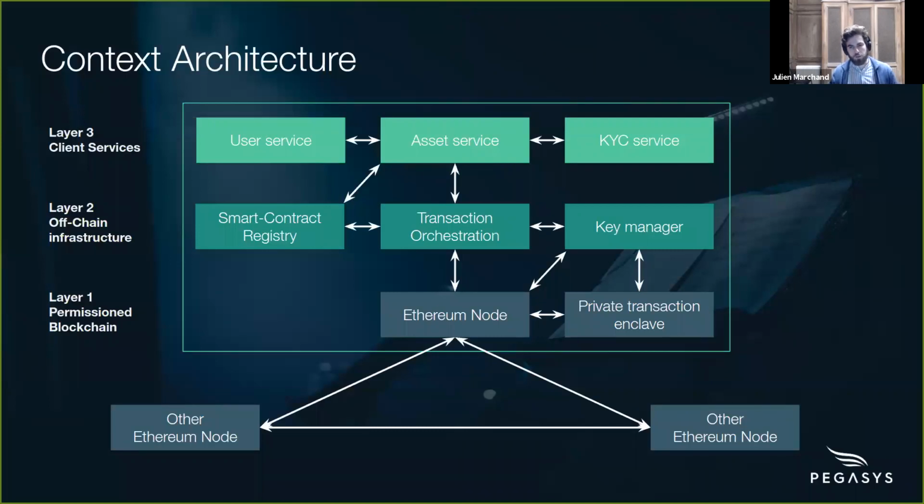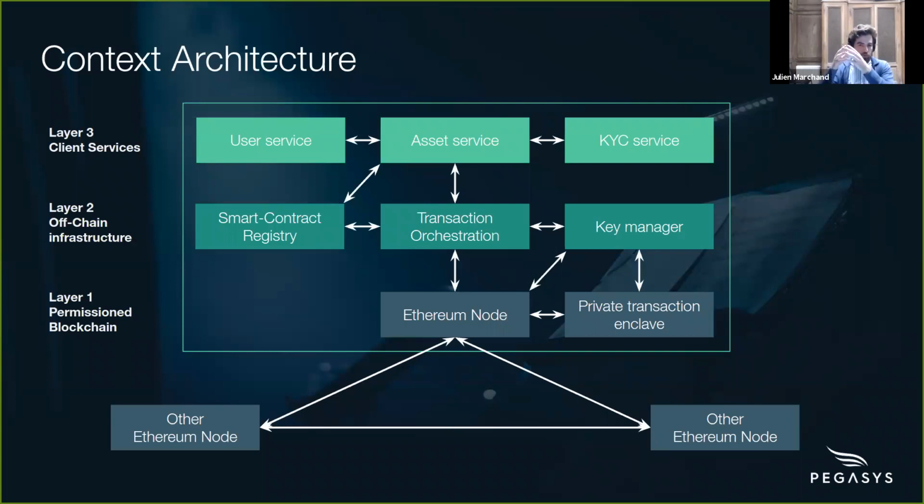On the second layer, you will have what we call at PegaSys the transaction orchestration. So basically, the transaction orchestration is making sure that the transaction request that your asset service is emitting can properly be sent to the Ethereum node. So taking care of the signature of the transaction, of the nonce, of the gas issues. So this is the inbound flow to the Ethereum node.